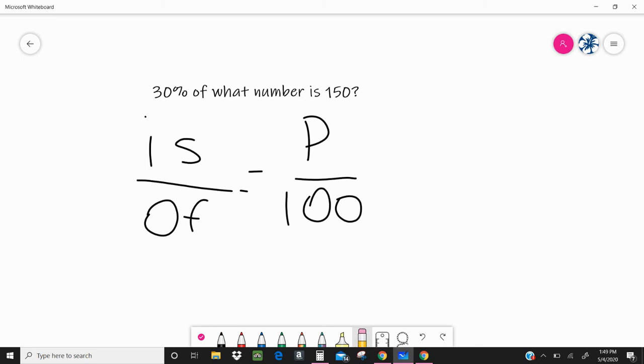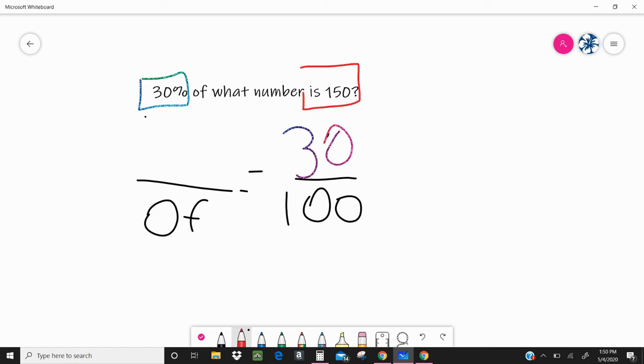All right, 30% of what number is 150? So I have 30%. That's my percent. So let's go ahead and change that guy out. 30% stands alone. All right, of what number? We don't know. Is 150. So our is 150. So our variable is our unknown number. Let's use n again.